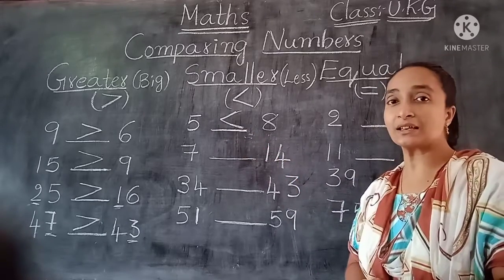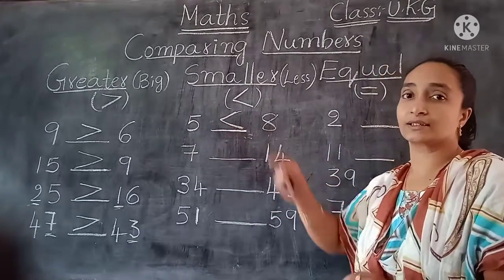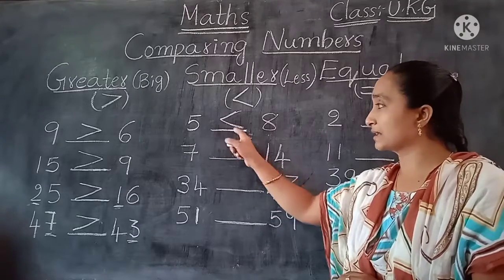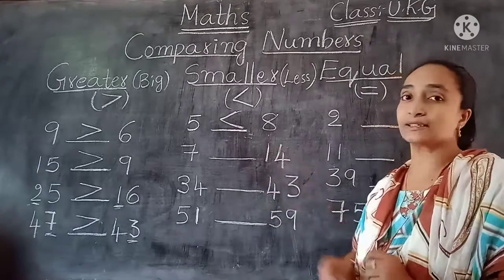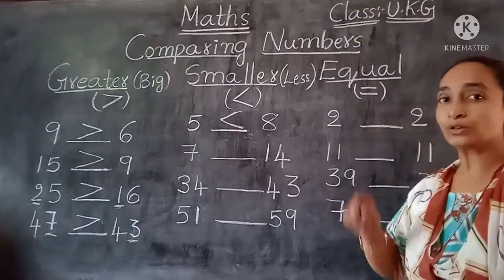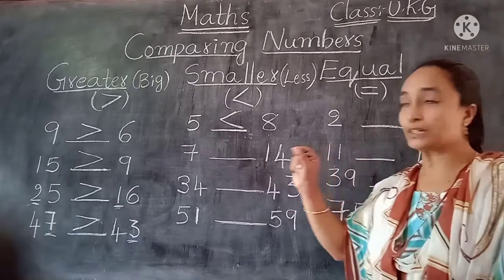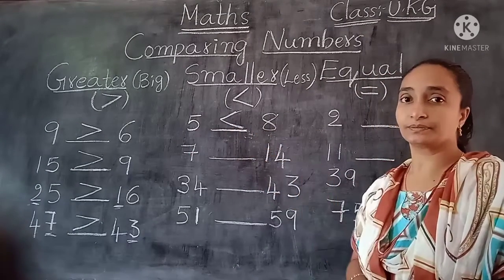So which is less than? Yes, 5 is less than 8. So 5 is less than 8 means, obviously, which will be the big number? 8 is the big number and 5 is the small number. Okay. Now with the help of a symbol we are showing that 5 is less than 8.